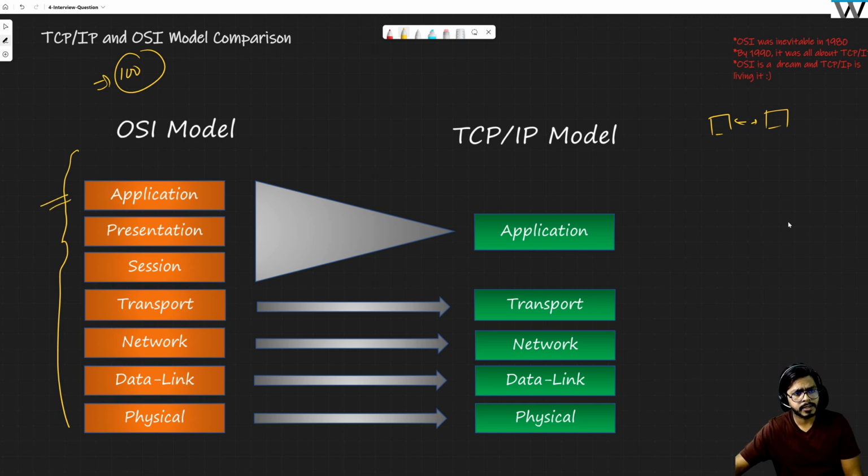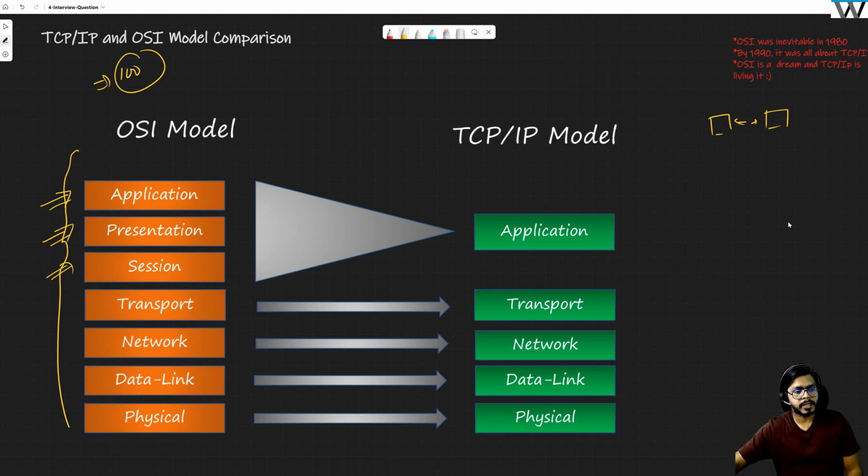The first layer was the application layer. I'm talking about the OSI model now. Then the second layer came, which was the presentation layer, right? The application layer's responsibility was to deal with the application data. The presentation layer's responsibility was to present that data in a specific format. The session layer's responsibility was to create that initial session.